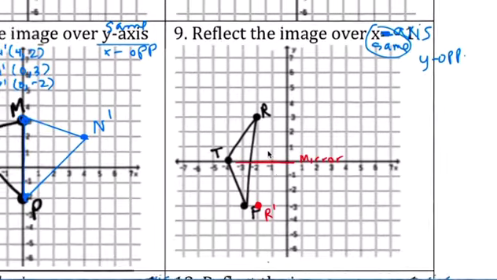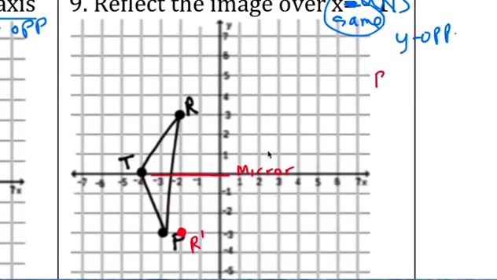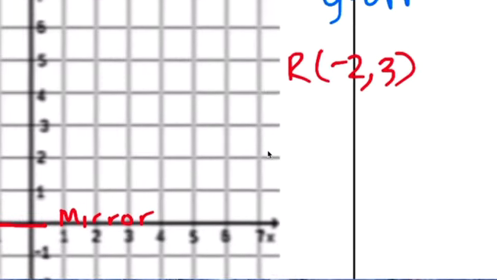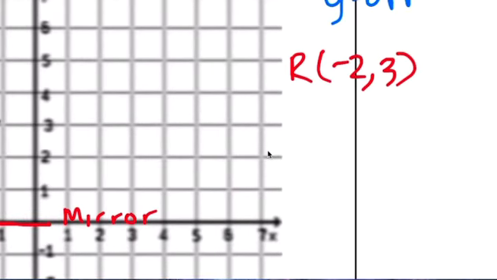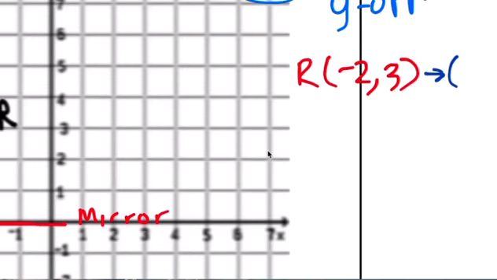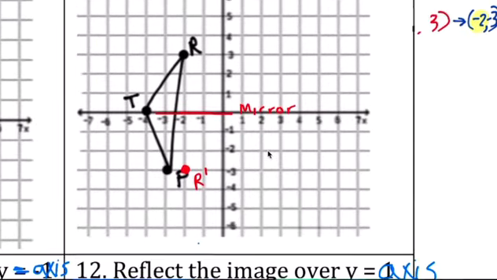Test 1 to find the rule. So R is at -2, 3, and the reflection is -2, -3. Notice the x stayed the same and the y is its opposite. So we can do the rest for T.